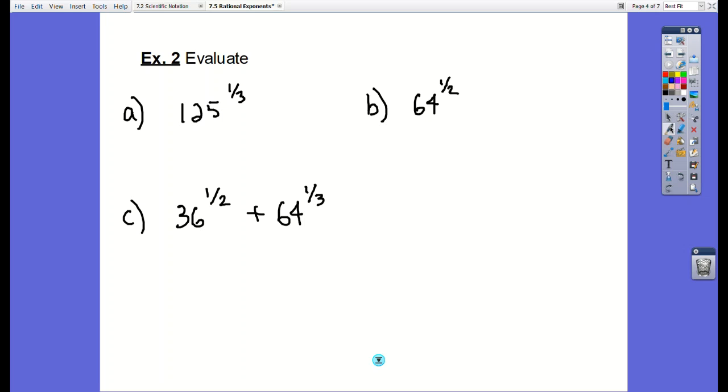And for starters, Will, can you rewrite 125 to the 1/3? What is this as a radical? It's the 3rd root of 125. Yeah, the cube root or 3rd root of 125. Patrick, what is the cube root of 125? 5. We should get a 5.